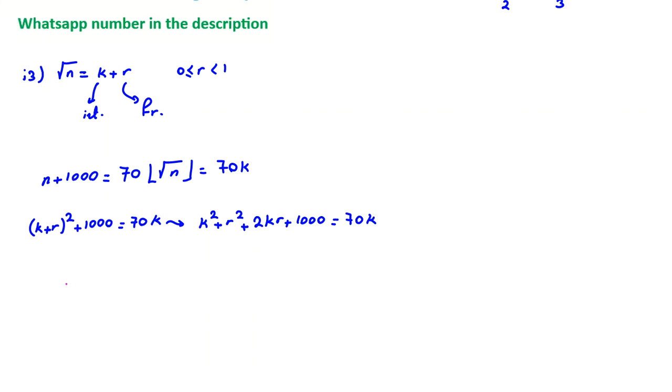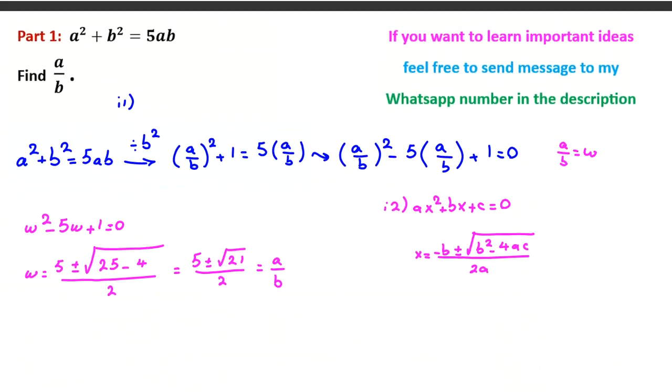And then we can take all things to one side. Because we have this condition, it is a quadratic equation in terms of r. So we can write r squared plus 2kr plus k squared minus 70k plus 1000 equals 0. Now we want to find what r is. Okay, again, we should apply the quadratic formula that I explained here. We should use this formula.